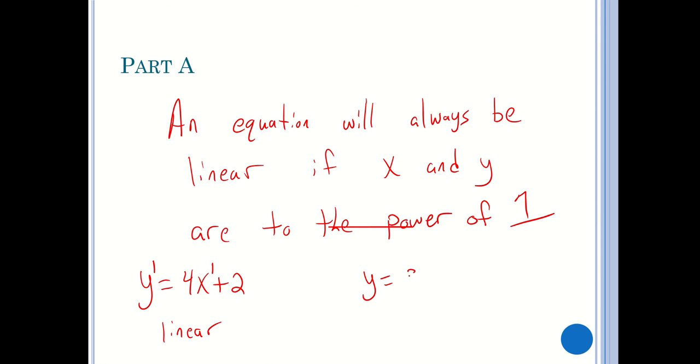y equals 3x to the power of 5. This is not to the power of 1, so this is not linear.